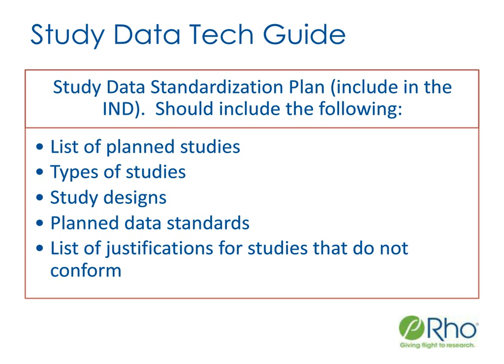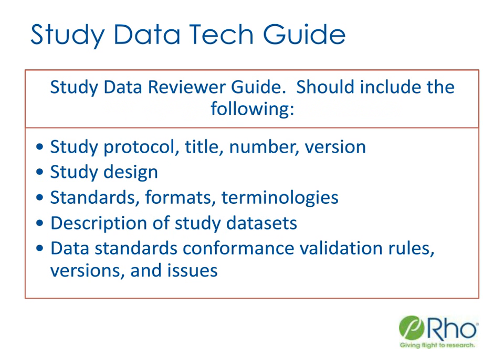The next document is the Study Data Reviewer Guide, and this is at a study level. So for each study, you would have the protocol, the title, the number, the version, what its design is, what standards you're using in there, what formats, terminology, description of the study data sets, and what data standards that you use. And if you have to deviate from them, here's where you communicate what those deviations are, why you did it, and some issues that might pop out.